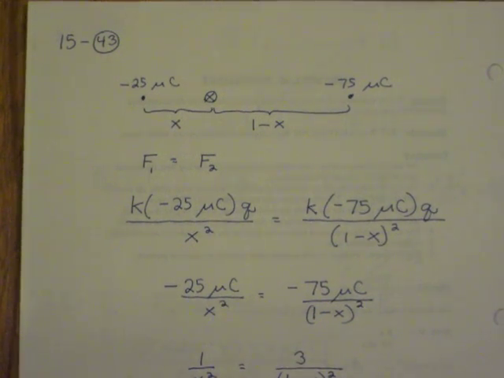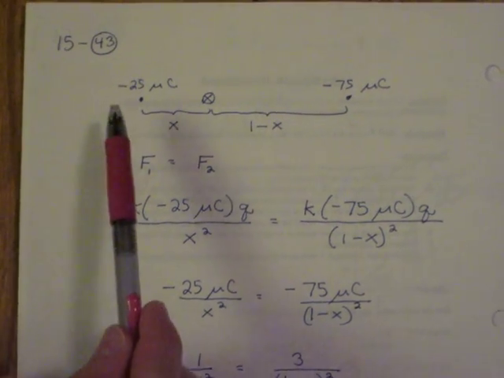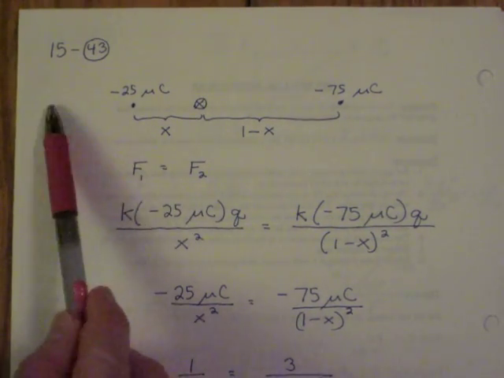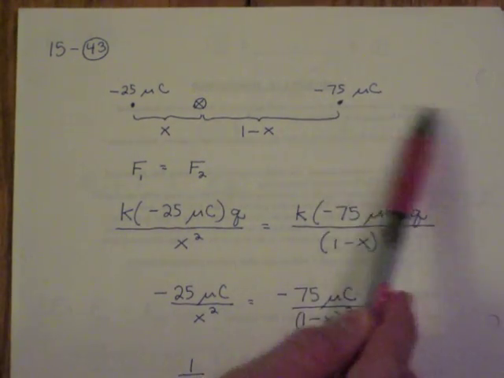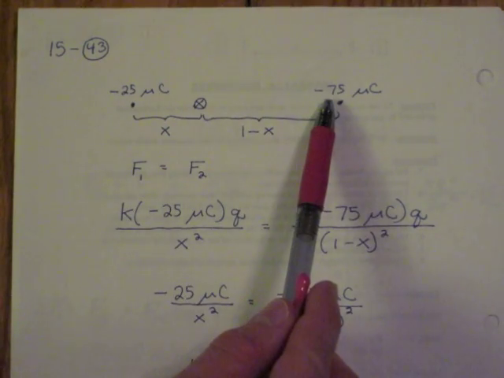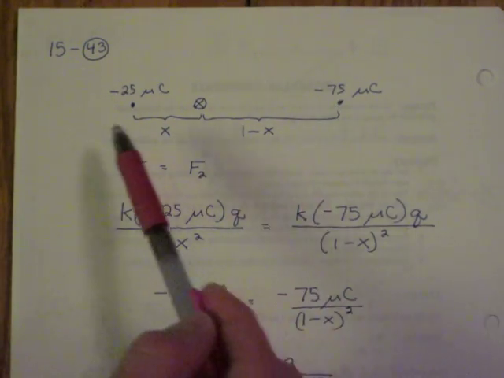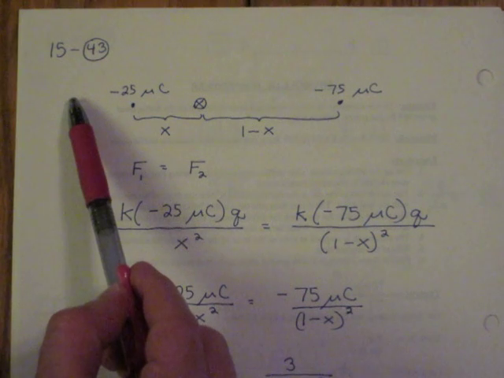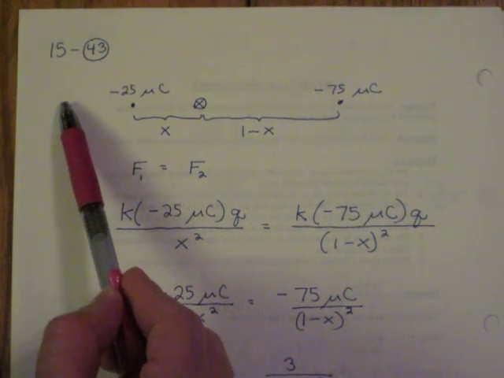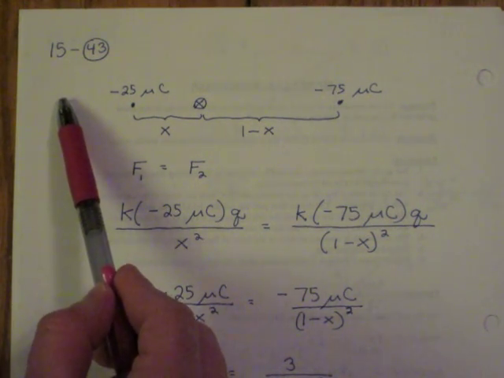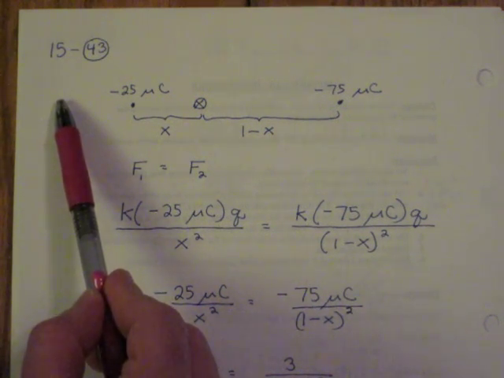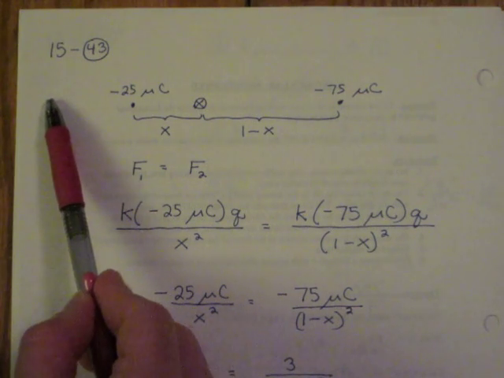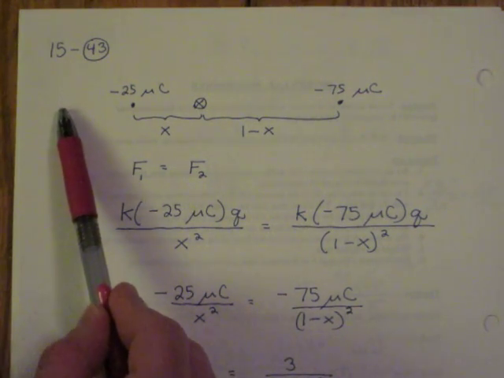Well, one thing you can think about is what region should our charge be? It could possibly be to the left of the 25 microcoulomb, somewhere in the middle, or to the right. But since both of these are negative, think about if we put a charge to the left. Depending on its charge, let's say it's positive, it's going to be attracted by both of those charges. If it's negative, it's going to be repelled by both of them. So there's no way that's going to cancel out.